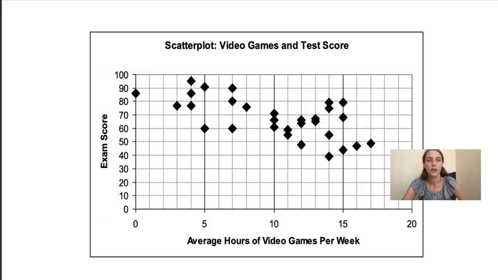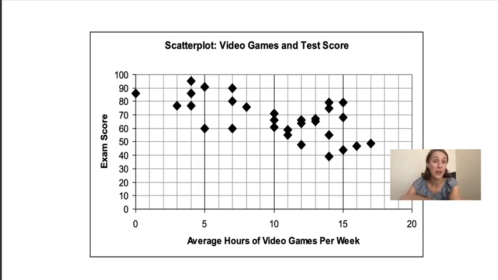And then here's another: video games and test scores. All right, average hours of video games per week with exam scores. This is a more slight negative trend. Right, we have exam scores on the y-axis, hours of video games on the x-axis. So as video game hours increase, exam scores decrease. So remember that correlations are comparing two scores for one person. If you look at any one dot on this graph, we're looking at one person's hours per week of video games and one person's exam score measure.